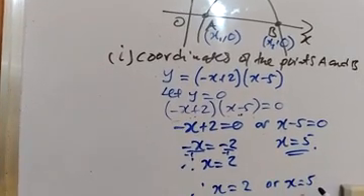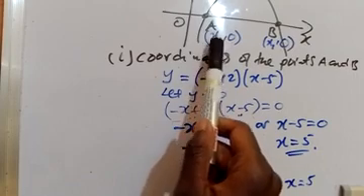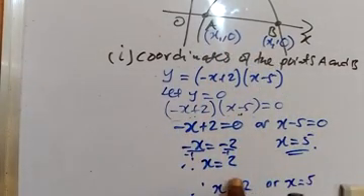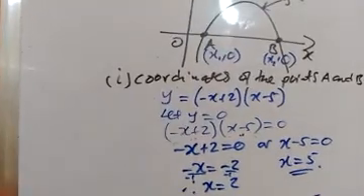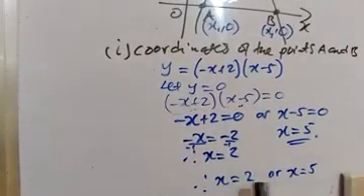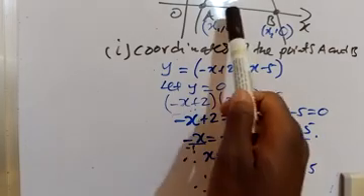Okay, x is equal to 2 or x is equal to 5. So now, since you have found your two x's, one is 2 and another x is 5. So now you need to ask yourself which x is bigger than the other. You realize this one is bigger, isn't it? This is smaller.